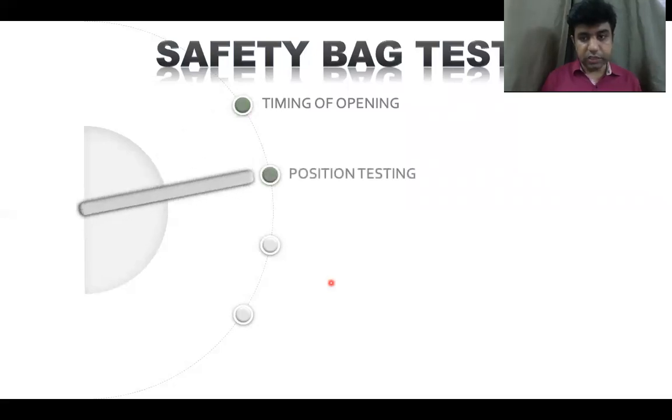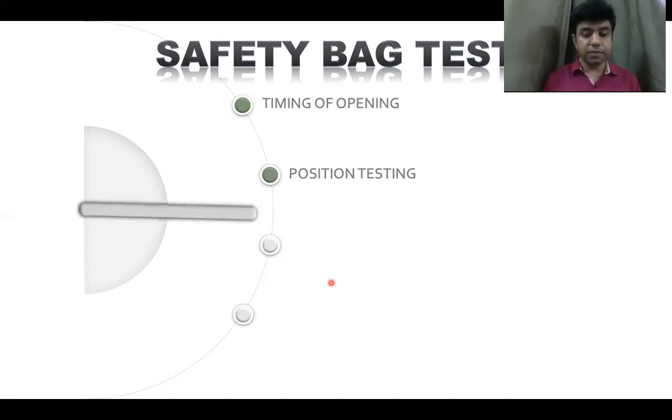The second thing is the position testing. We need to ensure that the bag which is opening out from that particular horn pad is in perfect position or not. If it is somewhat misaligned, if it is going left or right, then also it is of no use. So we need to ensure that another aspect, that is the position of the bag opening.